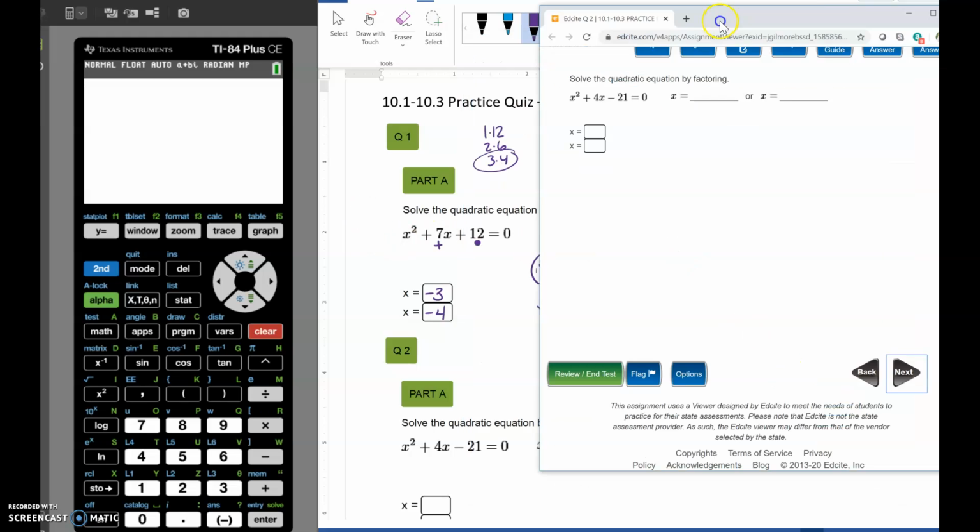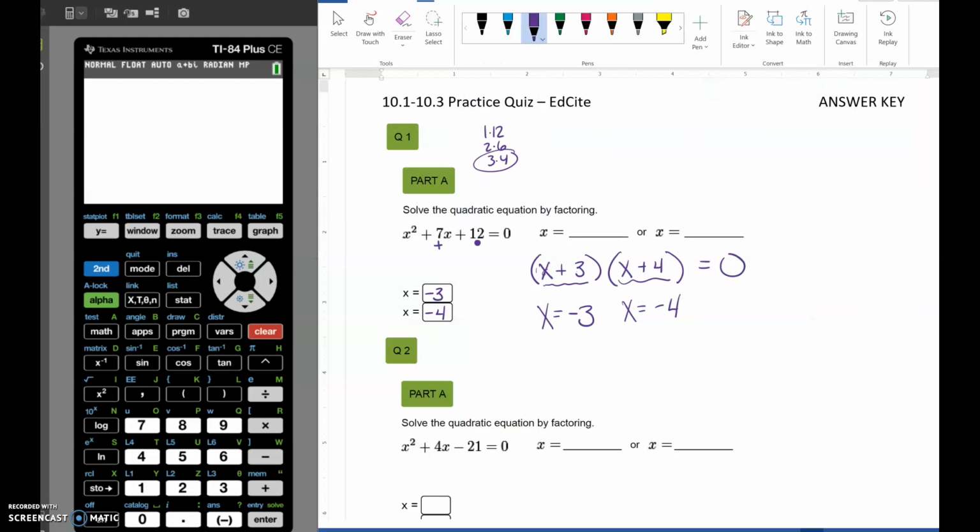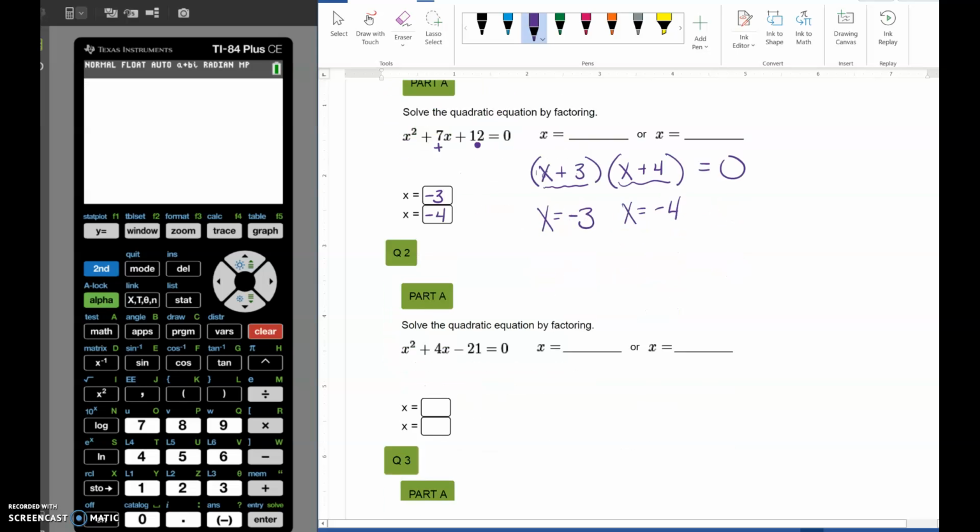Okay, our next question. Let me get that window out of the way. If you hear coloring, that's my daughter in the background.